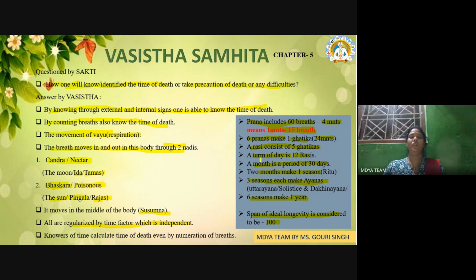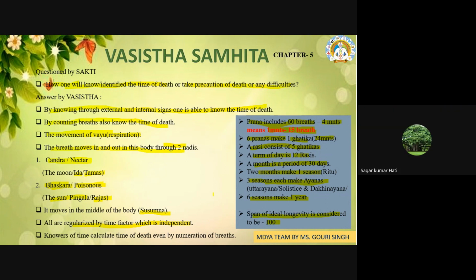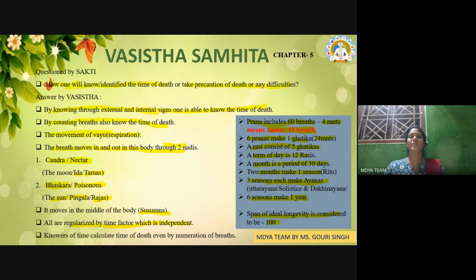Okay. So are all of you clear about this? Here, Vasistha is telling how you know the time of death, because the question is put by Shakti. So Vasistha is telling that different signs will be there. By external sign also you can know that this is the time of death, or through internal sign also. The internal sign means here it is talking about the breath, and maybe a problem in the respiratory system. External means in your actions also it will show that you are near to your death.